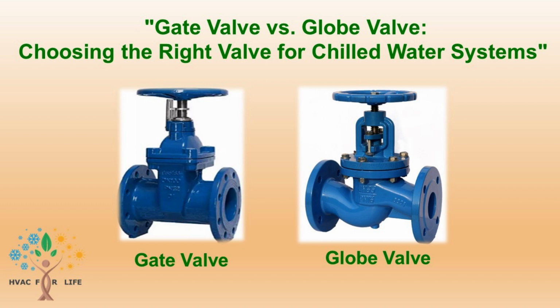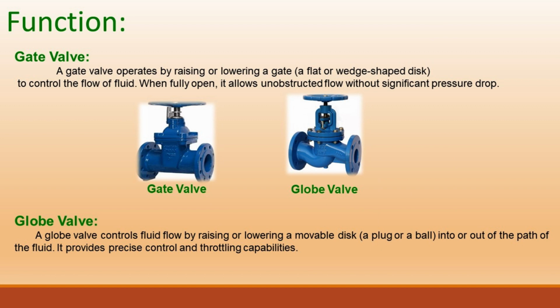Let's start. Function. Gate valve. A gate valve operates by raising or lowering a gate, a flat or wedge-shaped disc, to control the flow of fluid. When fully open, it allows unobstructed flow without significant pressure drop.